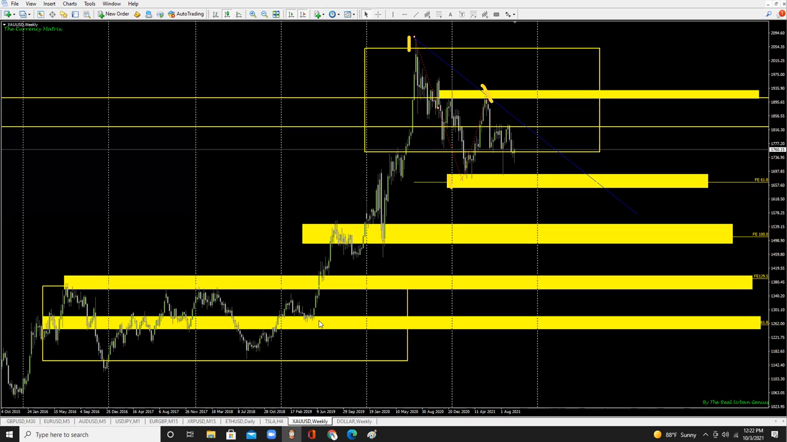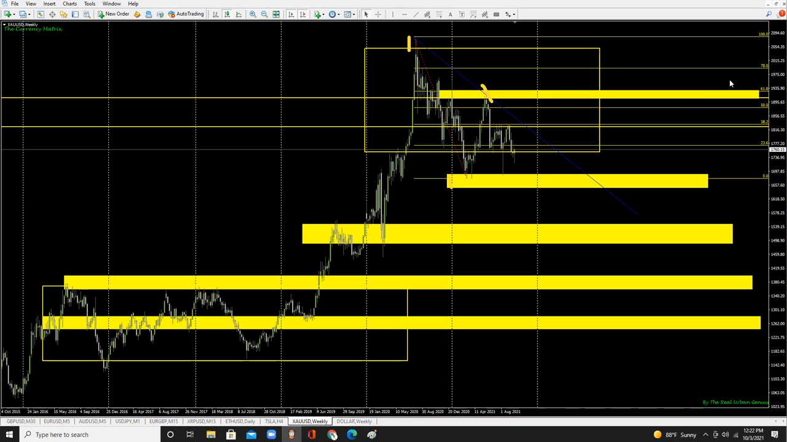And to verify C, you pull your Fibonacci from A to B. So to verify this C level, A to B, C is always either going to be at the 38, 50, 61, or 78. Here in this situation, we clearly had it spotted out at the 61.